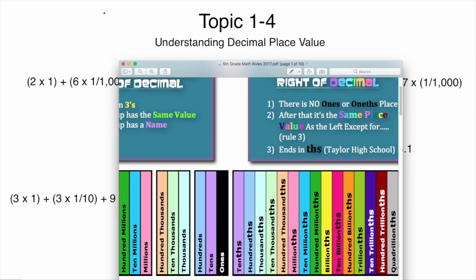Everything on the left side is the same as the right side, and I even have it color-coded. Tens, tenths, hundreds, hundredths, thousand, thousandths, 10,000, 10,000ths, 100,000, 100,000ths, millions, millionths, 10 million, 10 millionths, and so on.